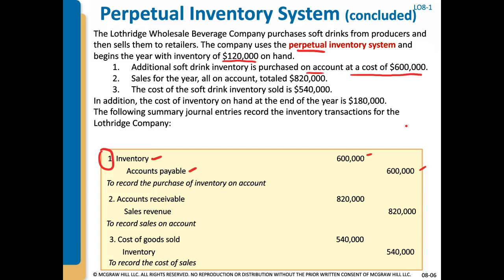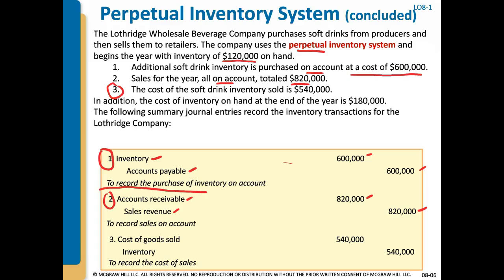Then the sales for the year on account totaled $820,000. So for number 2, we record our sales revenue for $820,000. We did not receive cash, it's on account. So we debit accounts receivable. And then number 3, the cost of the soft drink inventory sold is $540,000.